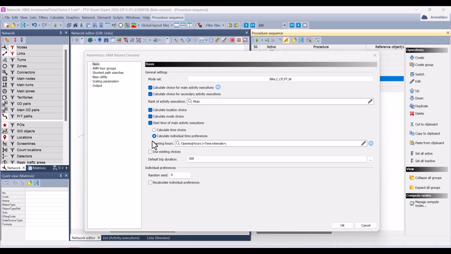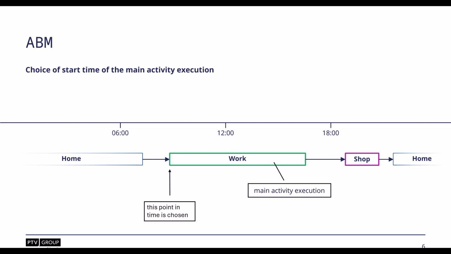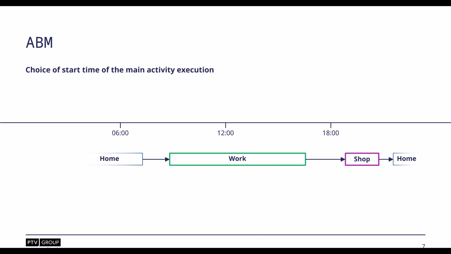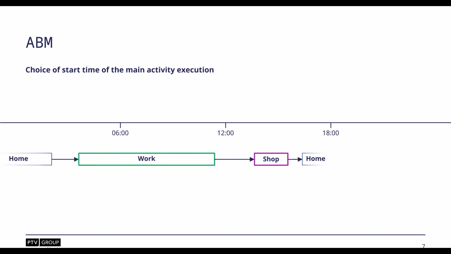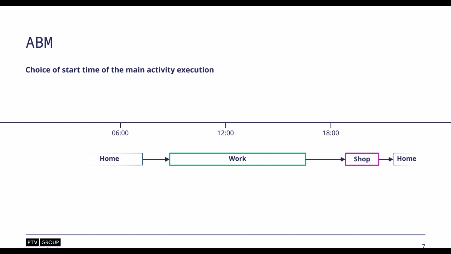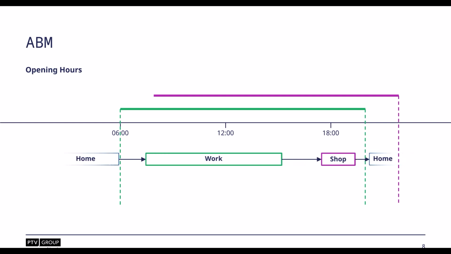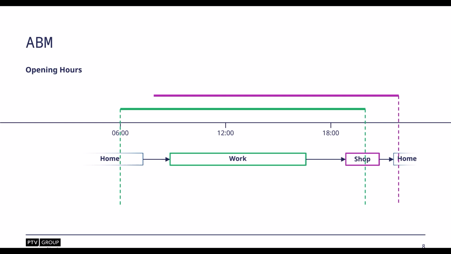Here is another slide to illustrate this. The start time model focuses on the main activity within a tour and only decides on the start time for this. The start times for all other activities are automatically derived from this. To avoid unrealistic execution times, Visum's ABM uses the concept of opening hours. A tour may only be shifted in a way that all activities of that tour can take place during the corresponding opening hours. This helps to prevent midnight shopping, for example.